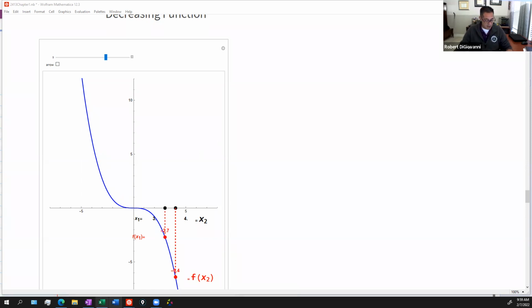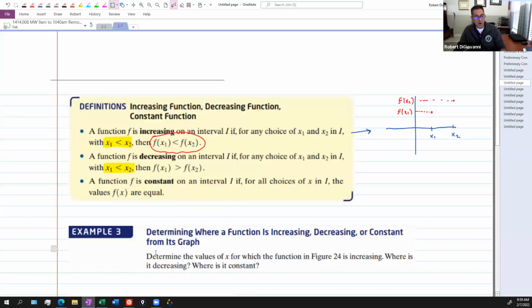Then the last concept is what we call a constant function. So that was increasing, this is decreasing. Constant means that no matter where you pick, the values are equal. So that would mean it looks like this.